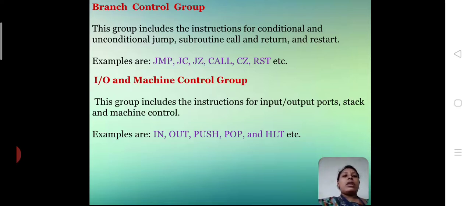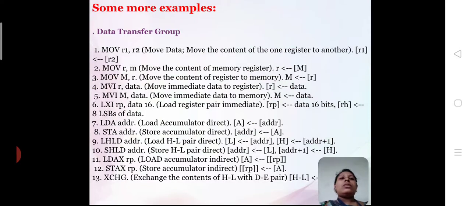So let's see some more examples in the data transfer group. The first one is MOV R1, R2. Here R2 is the source and R1 is the destination. The operation we are giving here is move: move the data of R2 into R1. In brief, move the content of register R2 into R1.